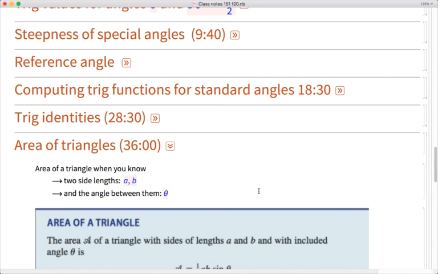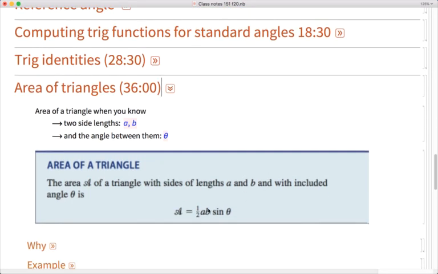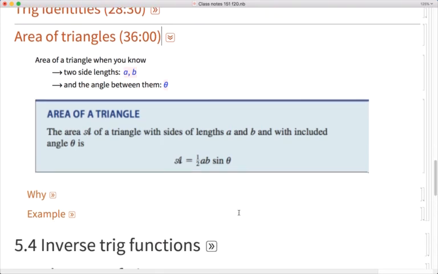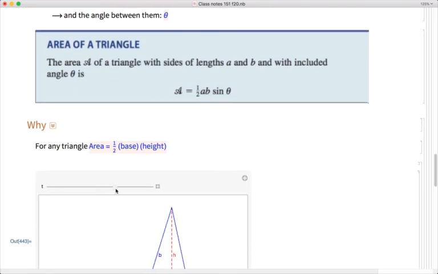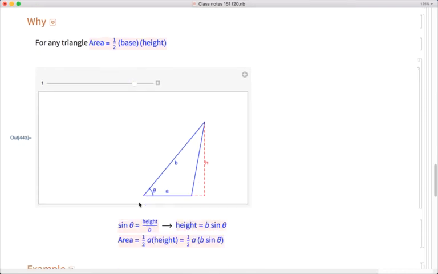Okay, so this is a beautiful little formula. It'll become your friend. You'll like it a lot, I think. This is how to compute the area of a triangle when you know two side lengths and the angle in between those two sides. Okay, so here's the blue box. The area is 1/2 ab times the sine of the angle. Why? Well, just a quick picture.